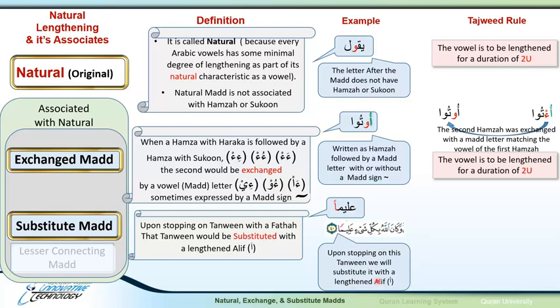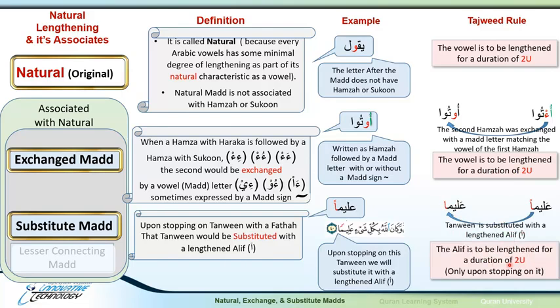we substitute that tanween with a vowel, an alif, and we lengthen that alif. So aliman becomes aliimaa. And the substituted alif is to be extended for 2 units only upon stopping on it. So if we don't stop, if we continue recitation without stopping, we keep the tanween. But when we stop, the substitution with an alif would take place. That alif is to be extended for 2 units. So we've realized that the natural med is to be extended for 2 units, and whatever we associate with it, whether the exchange med is extended for 2 units or the substitute med is also to be extended or lengthened for 2 units.